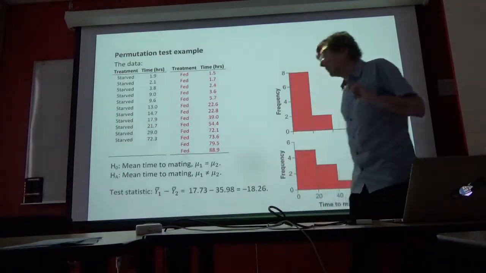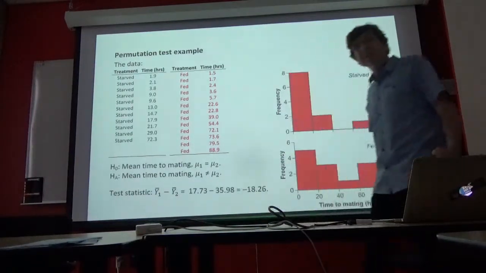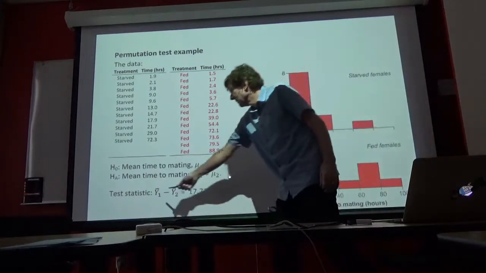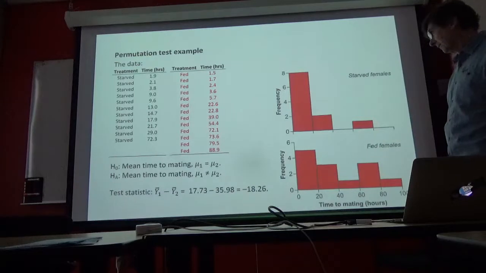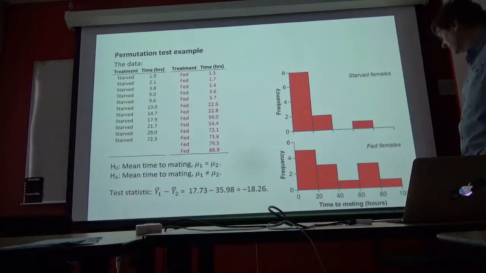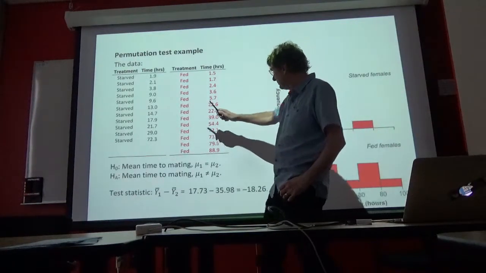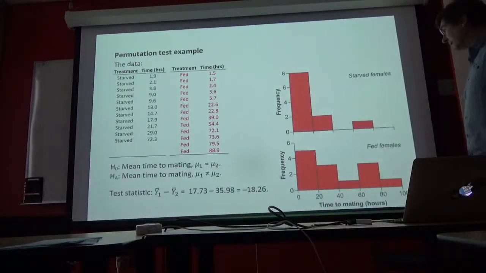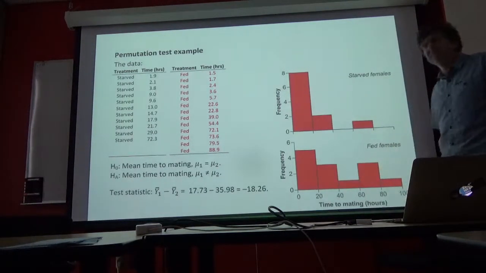And this would be a conventional null hypothesis significance test. The null hypothesis is that the mean time to mating is not different between the two groups, and the alternative is that there is a difference in the mean time to mating in the two groups. The test statistic we're going to use in this case is simply the difference between the means, y1 minus y2. And in this case, that was minus 18.26. So the mean time to mating turned out to be longer in one group than the other. Anyway, there was a difference, minus 18.26, and that was probably because time to mating was longer in fed females. That's right.